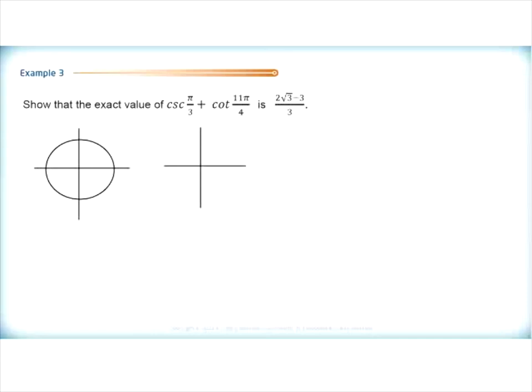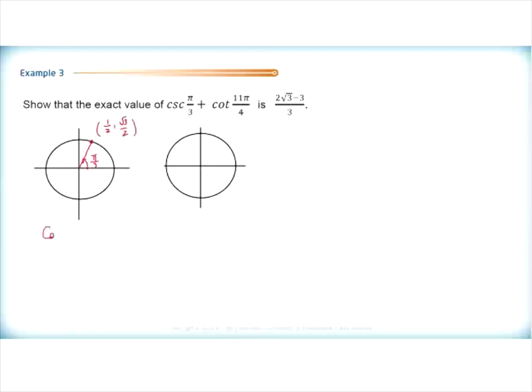I'm going to draw a separate diagram for each. Always a good idea to draw diagrams for all of these. We're going to rotate pi over 3 first. Pi over 3 is 60 degrees, right there approximately. The reference angle is clearly pi over 3 or 60 degrees. I know the point associated with a 60-degree angle is 1/2, root 3 over 2.